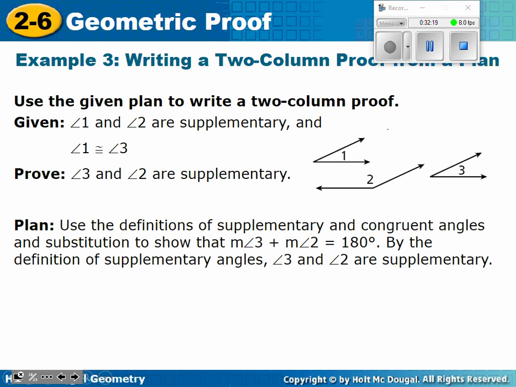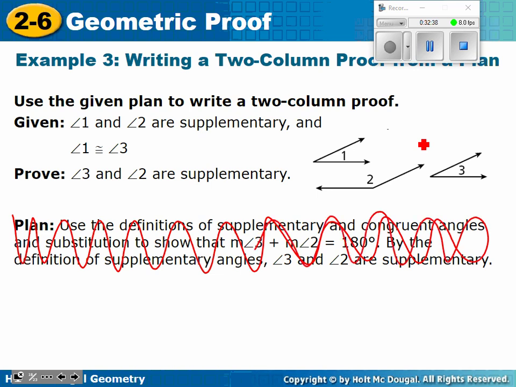It says, use the given plan to write a 2-column proof. I'm going to warn you, you will never have a question on your test that says use the given plan. I won't give you a plan. You don't have a plan, right? If you look at your paper, do you guys have a plan written down? No. This is not on your paper because I'm not going to give that to you.